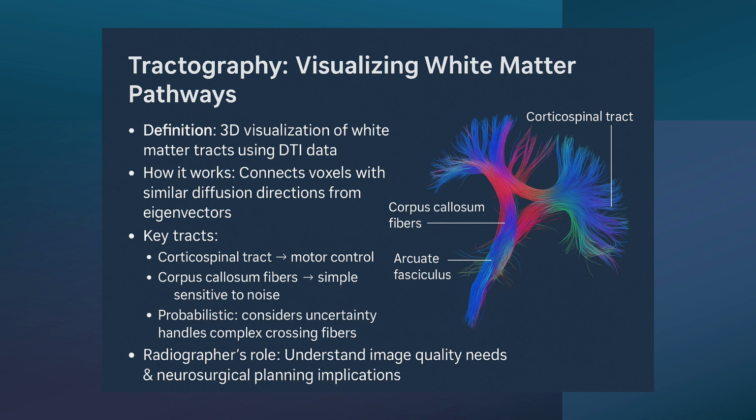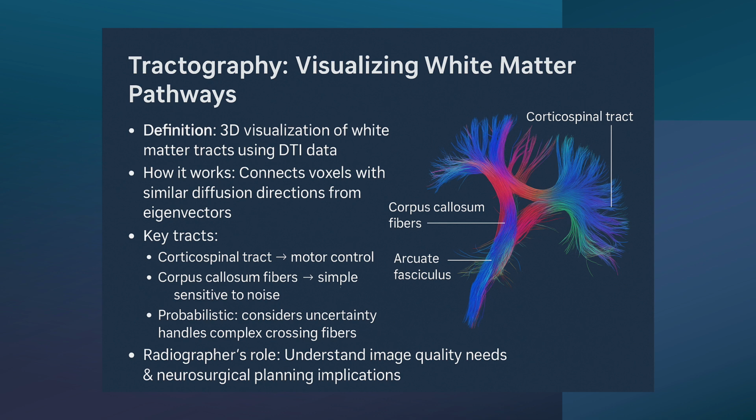Now that we have understood how diffusion tensors give us directionality, one of the most visually striking applications is tractography. This is essentially a 3D map of the brain's wiring created by connecting voxels that share similar diffusion directions. Here you can see examples of key tracts such as the corticospinal tract, which is crucial for motor control. There is the corpus callosum fibers, which link the left and the right hemispheres. And lastly, we have the arcuate fasciculus, which plays a key role in language function.